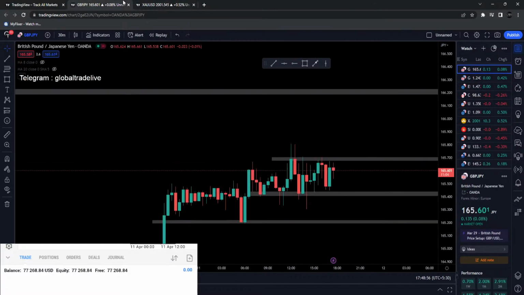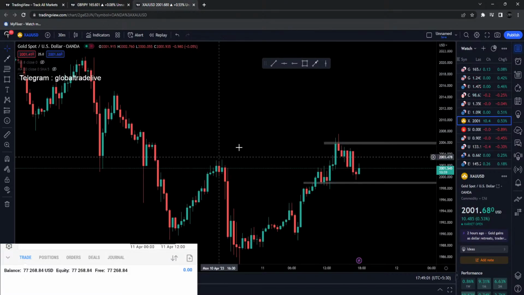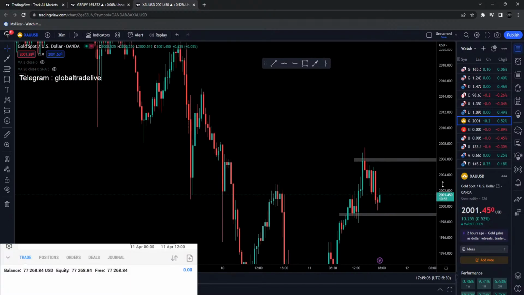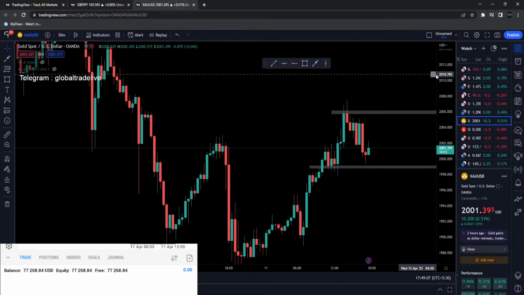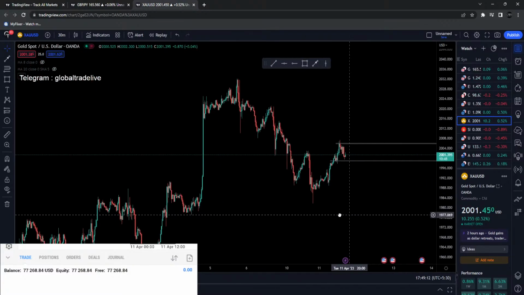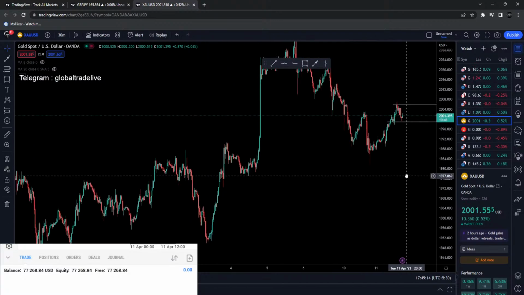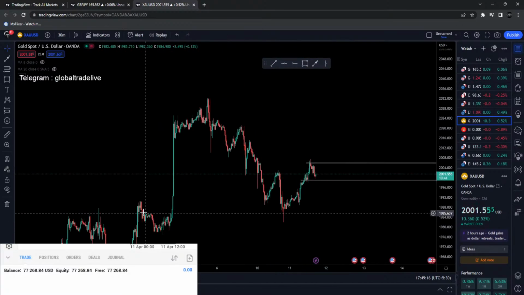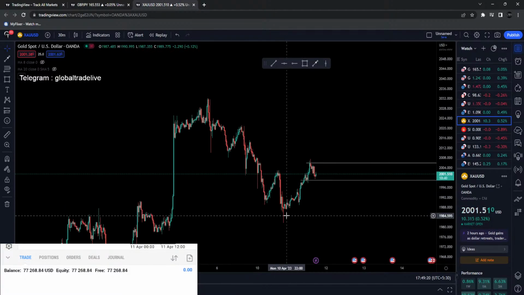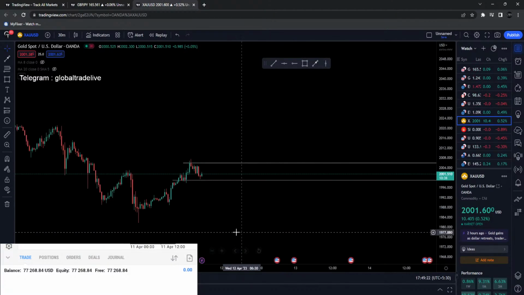So yeah, this was all about GBP/JPY and gold over here. Now we just have to wait and watch the market. Let's have a look at the structure as well. The correction of this move has been done, and now I think the market can possibly move up from here.